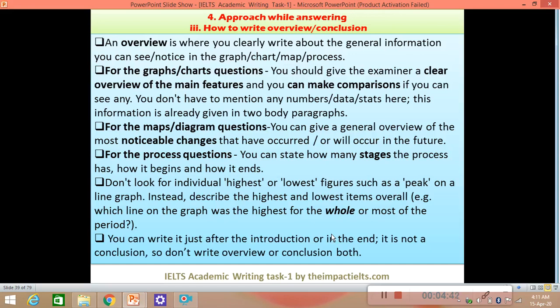Don't write the overview and conclusion both, which is not at all required. In fact, there should not be any conclusion because you don't have to give your opinion here. So better to write an overview. For me, I have written the overview at the end. You can write it just after the introduction, right? So let's go through the example part now.